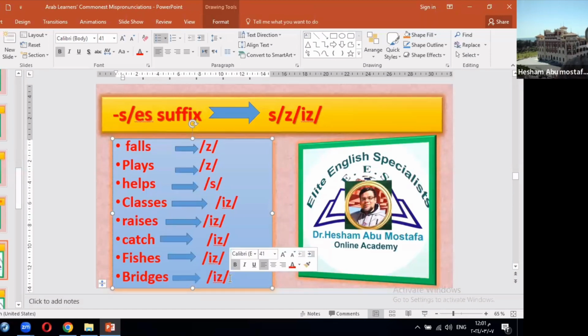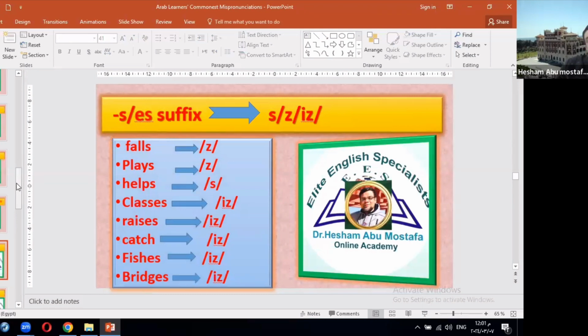Okay. Why? Because of the consonant cluster problem with Arab students. They cannot make this consonant cluster. They insert a vowel in order to make it easier for them to pronounce. So it needs practice. It's the same problem of consonant clusters.